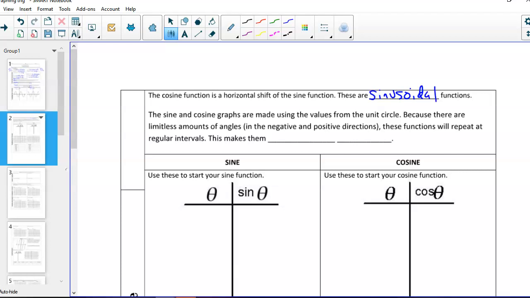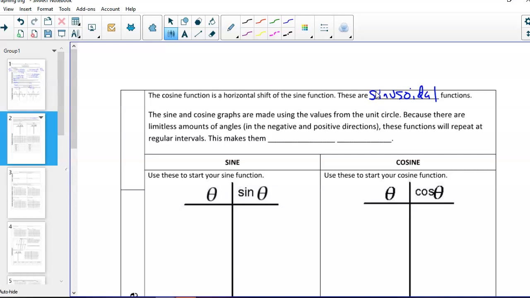Sinusoidal functions. How do you spell that? Sinusoidal. Because really they're both just sine functions, or both just cosine functions. So they're really just the same thing. They've just been shifted. I didn't make the word. So anytime you have just a shift of your sine function, so really just sine and cosine apply here, those are sinusoidal functions.